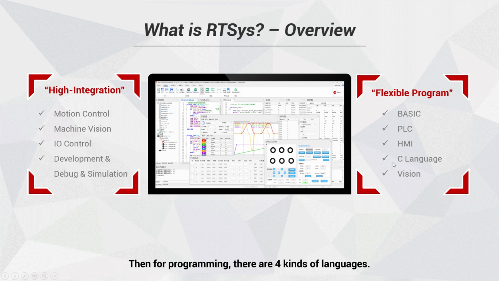Then for programming, there are 4 kinds of languages. RT-Basic, the most widely used language for Zmotion controllers. It can use simple logic commands to achieve all kinds of motions. RTPLC, from the name, it can be known it is similar to PLC. That's right, if you have mastered PLC well, this one is suitable for you to do some switch logic programming.